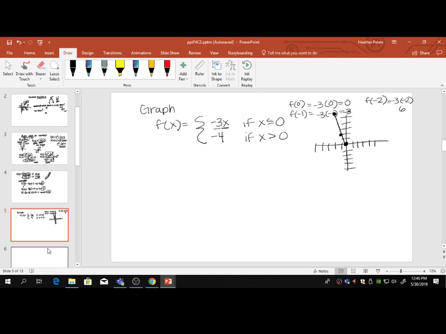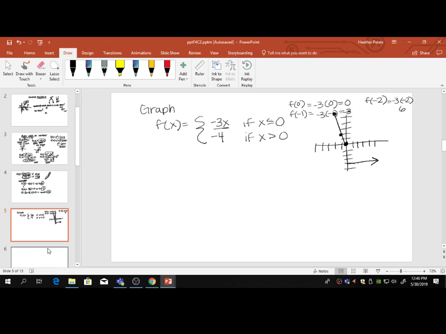Now, it's going to be at negative 4 when x is greater than 0. So I'm basically going to pick up where I left off. So beyond 0, all the y values will be at negative 4. So when x is 1, it'll be at negative 4. When x is 2, it'll be at negative 4. When x is 3, it'll be at negative 4.